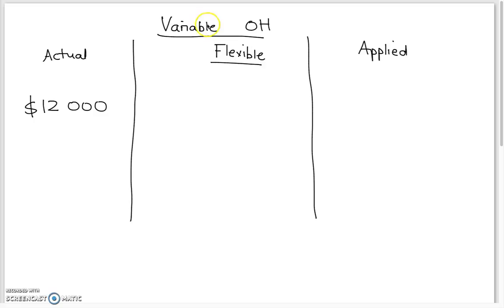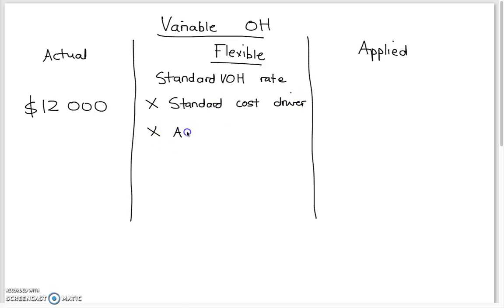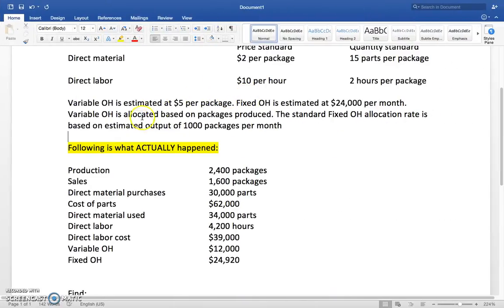So what you really do is you take your standard variable OH rate, multiply it by your standard cost driver, multiply it by your actual units. Right, guys? So standard variable overhead rate is predetermined.